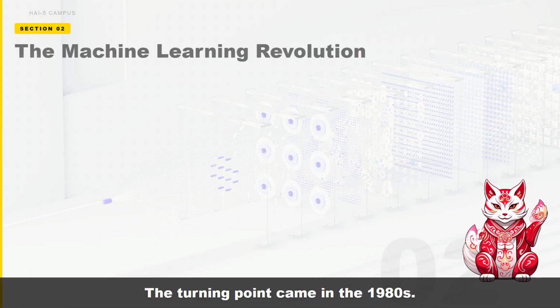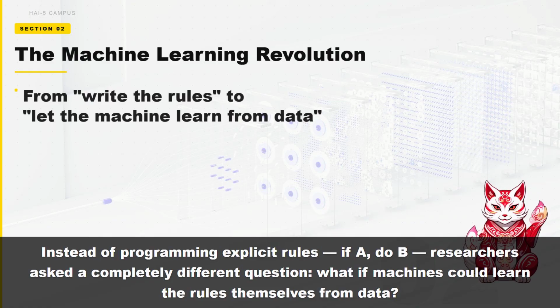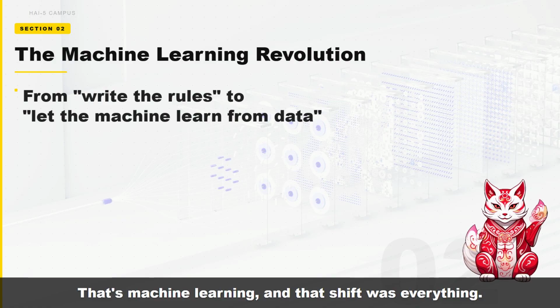The turning point came in the 1980s. Instead of programming explicit rules, if A, do B, researchers asked a completely different question: what if machines could learn the rules themselves from data? That's machine learning, and that shift was everything.